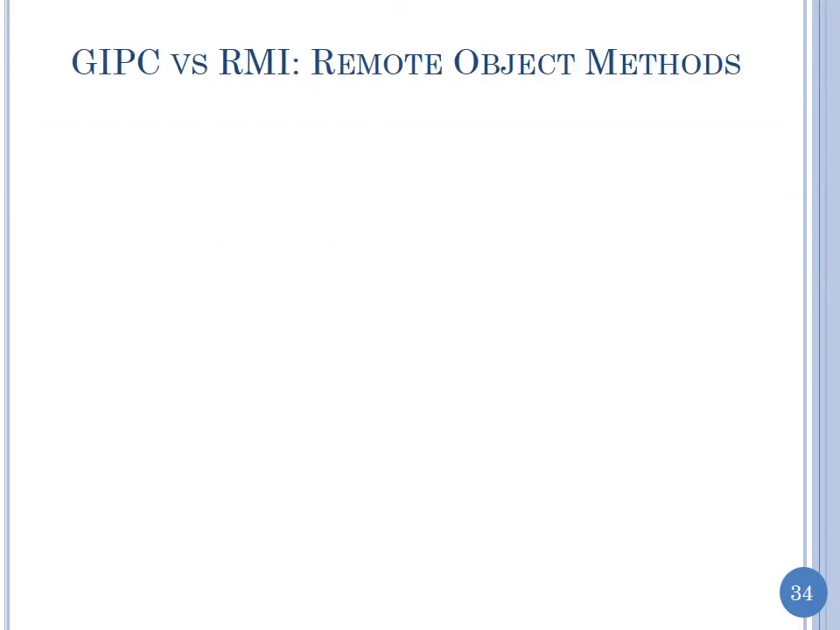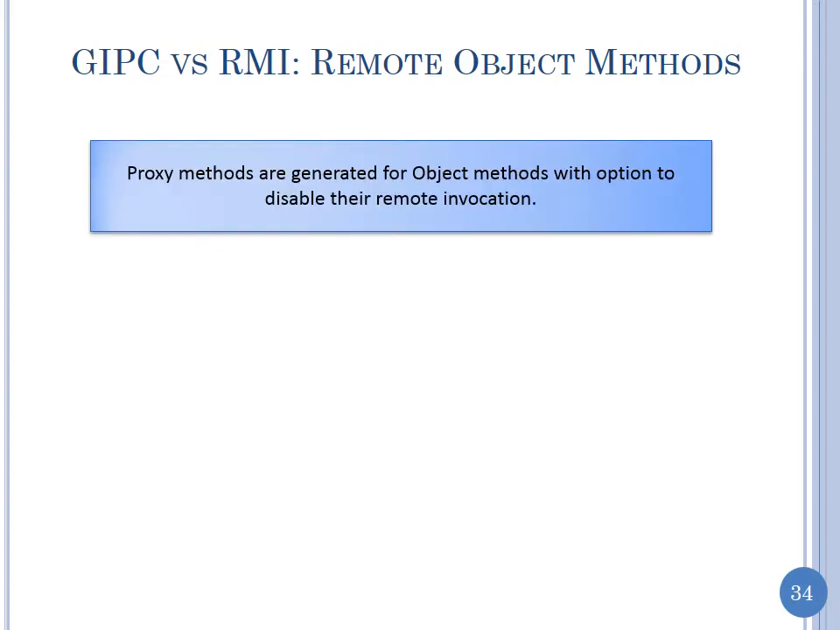So let's talk about invoking object methods remotely. What does that really mean? Let's see that through examples. What it means is that proxy methods are generated for object methods, and there's an option to disable the invocation selectively. And why do that?